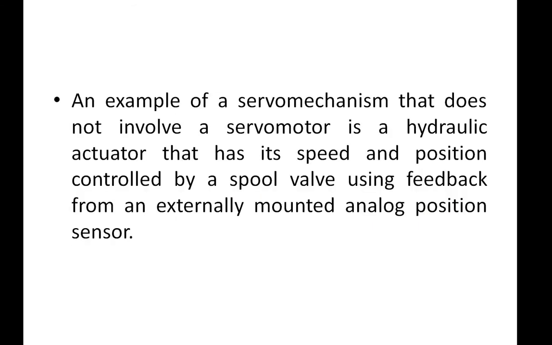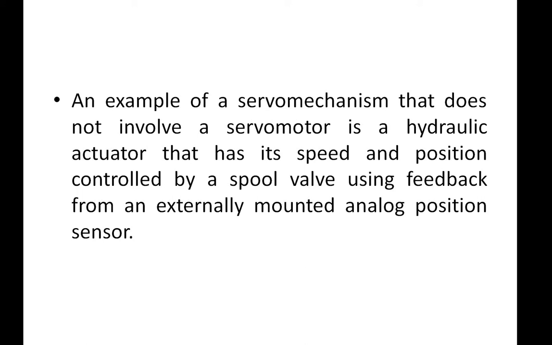Now, an example of a servo system that does not involve a servo motor is a hydraulic actuator that has its speed and position controlled by a spool valve using feedback from an externally mounted analog position sensor. Right. Here you can see we have already described in the PID control system the meaning of servo motor. However, it is important to mention that servo mechanisms control not only position, speed and torque, but may control variables such as temperature, pressure or anything measurable.